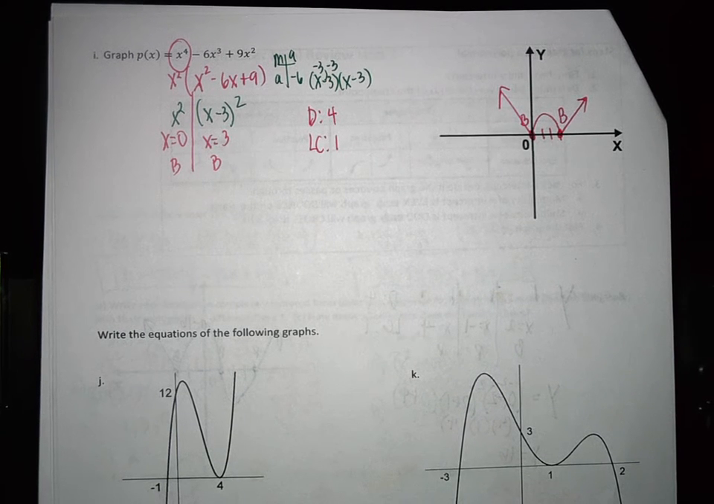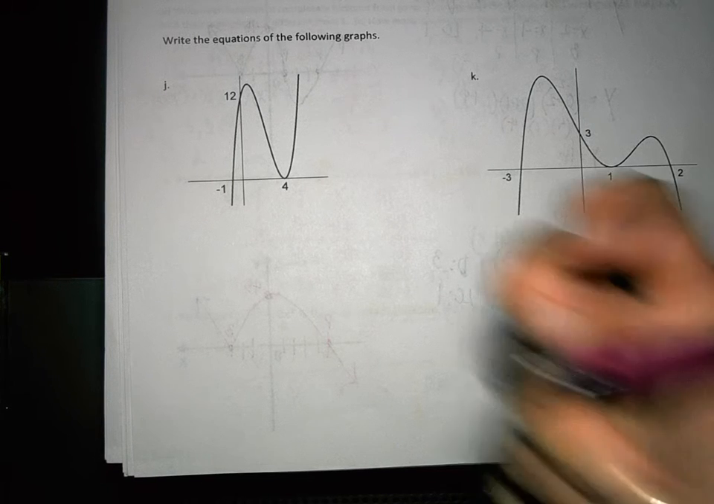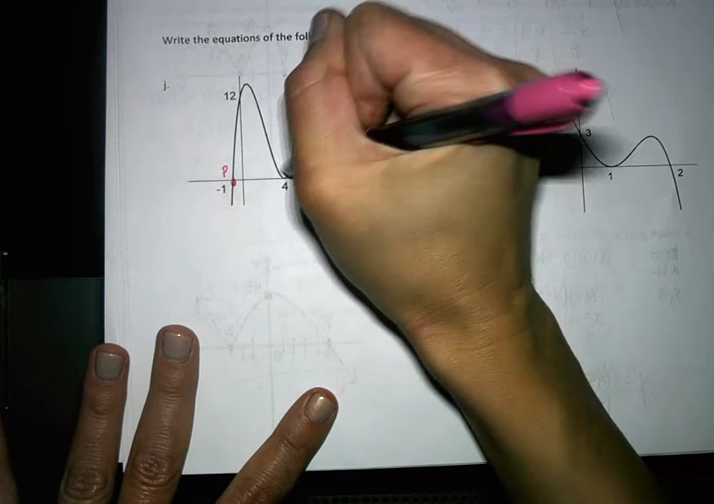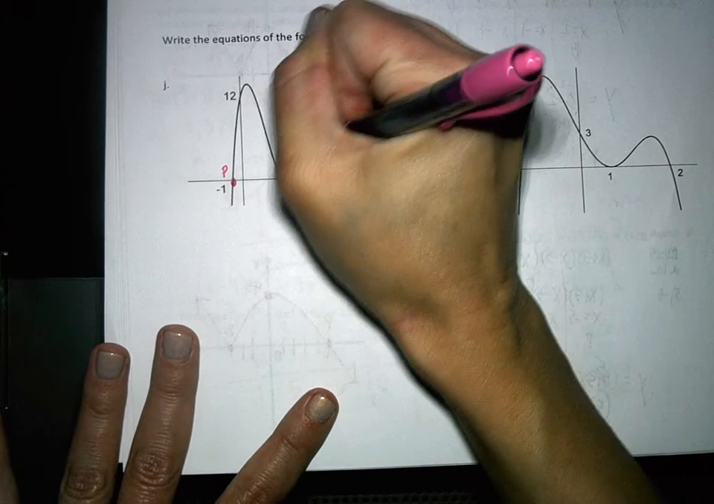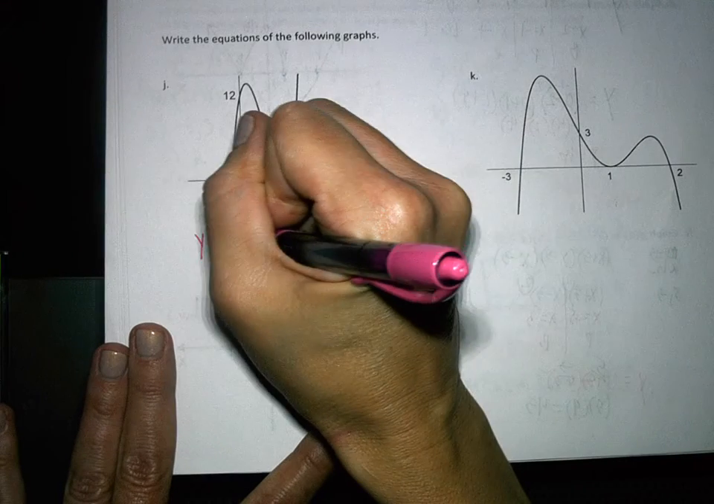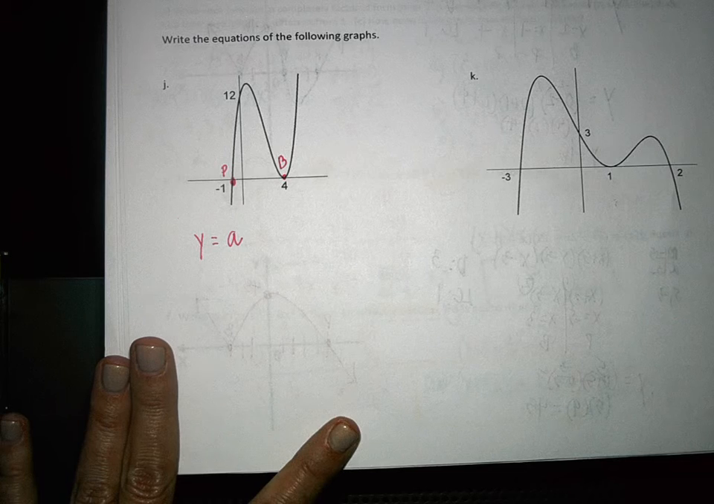Okay, this next part, they give you the graph. You have to write the equation. Oh, that's fun. Okay, so let's talk through this. First of all, you'll notice that this one is a passing through, and this one is a bounce. We're going to try writing this out. Y equals, we have no idea what the A value is right now, so I'm going to put an A there.